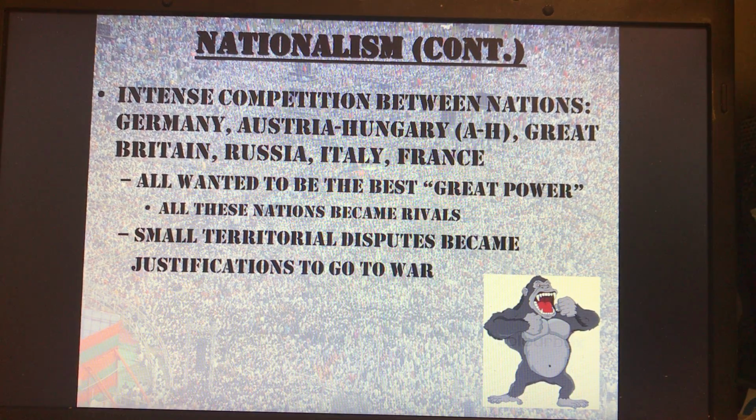Now, nationalism also created a highly intense sense of competition between these nations. Germany, Austria-Hungary, Great Britain, Russia, Italy, and France all wanted to be the best of the great powers in Europe, and these nations became heavy rivals. They became so competitive that even small territorial disputes turned into justifications to go to war. So even sometimes the smallest slights might be touted by the leaders of these nations as a reason to protect the nation's honor and go to war.